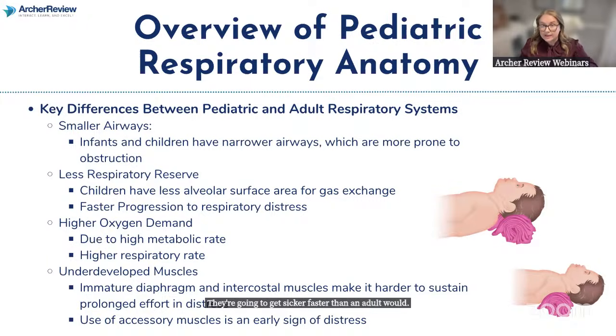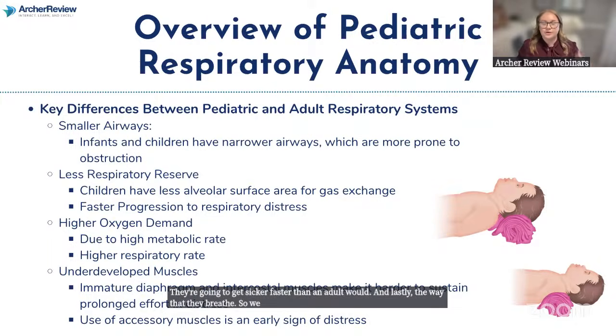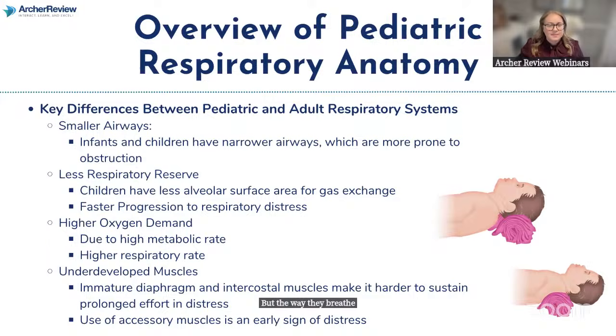And lastly, the way that they breathe. So we know they're using a lot of oxygen, they're breathing faster, but the way they breathe, the muscles that they use to breathe are not as developed.